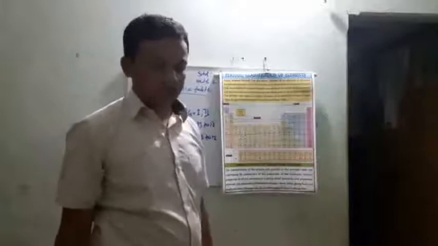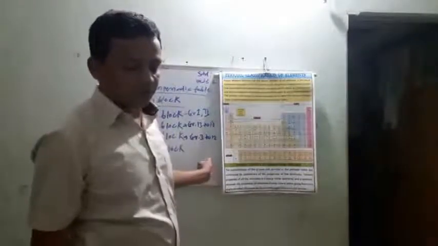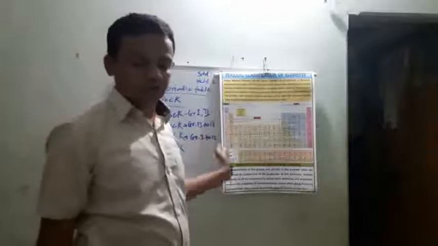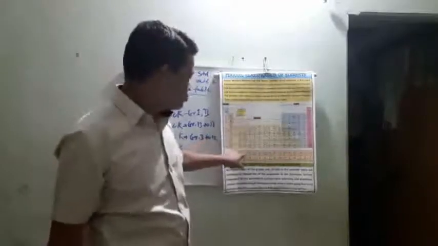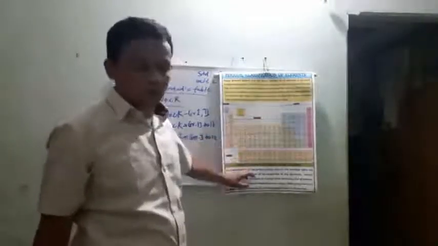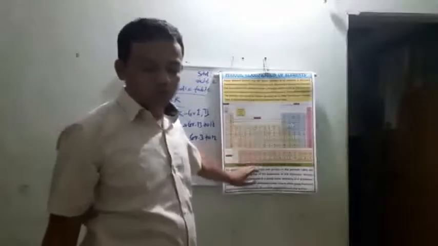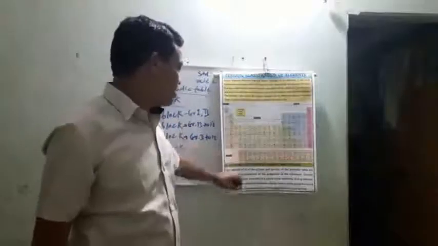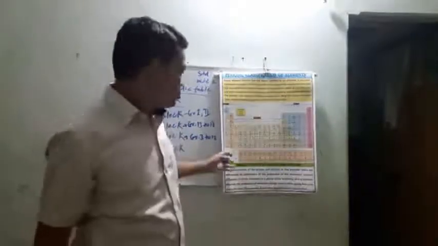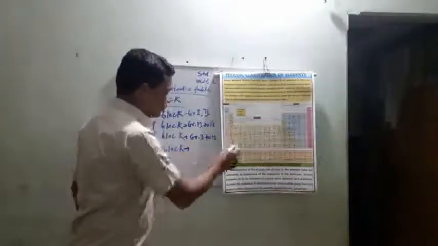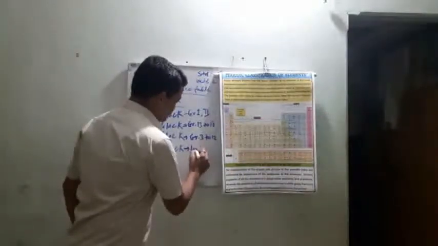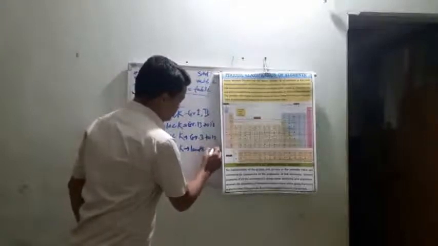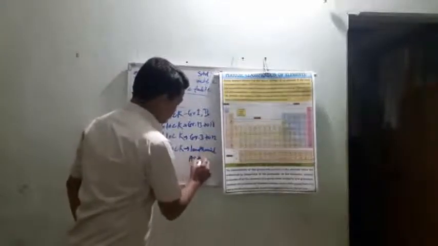And the last one is the F block. We know that the two series present at the bottom of this periodic table are known as the F block elements, that is, the actinide series and lanthanide series. Both are included in the F block. So the F block includes the lanthanide and actinide series elements.